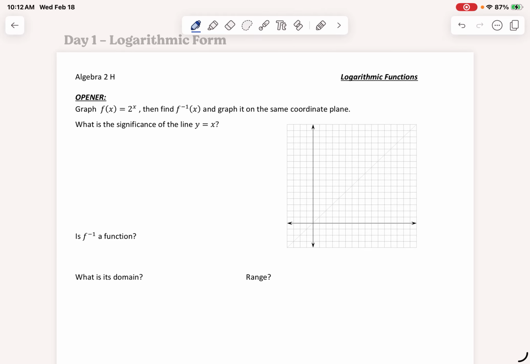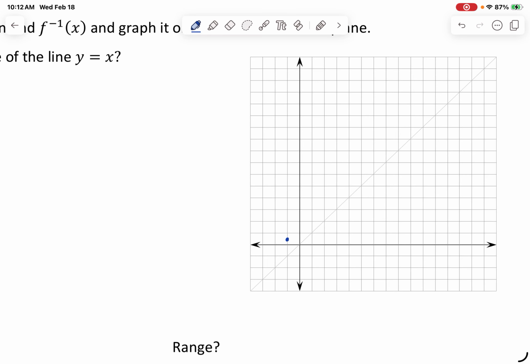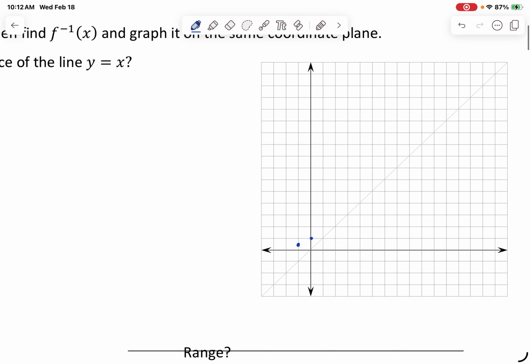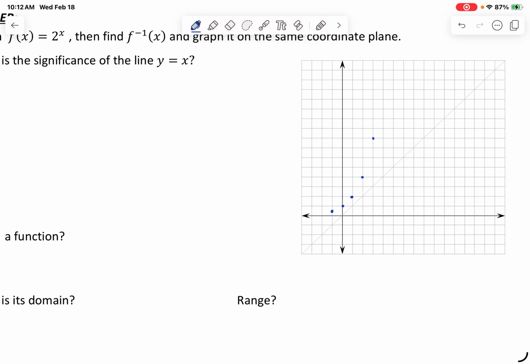Using points here, we can plug in -1 and know that we get a half. Plugging in 0, we get 1. Plugging in 1, we get 2. Plugging in 2, we get 4. Plugging in 3, we get 8, so on and so forth. And we don't need that many points, but just to have a good idea. Is that 8? It is.